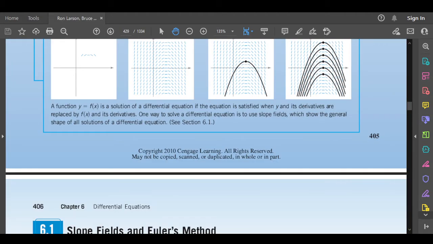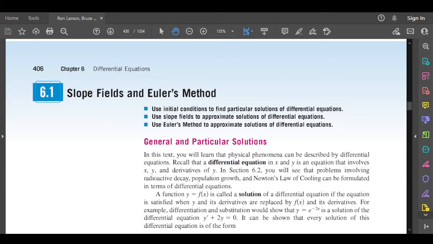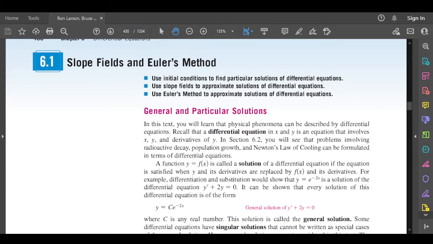For this video, we are going to discuss the slope fields and Euler's method. Specifically, the use of initial conditions to find particular solutions of the differential equation, slope fields to approximate solutions of differential equations, and also Euler's method to approximate solutions of a differential equation.